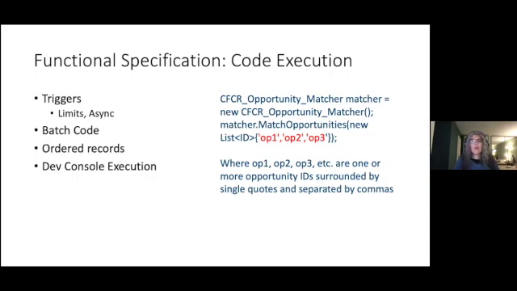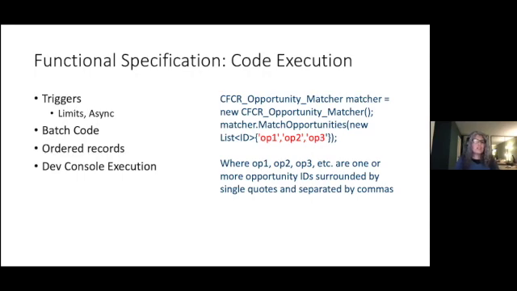You want to think about things like ordering your records. So if you're processing a bunch of opportunities, do we want to do oldest to newest? Do we want that to be based on the created date or the last modified date? Think about things like that. And tiebreakers. What if you have two records that are the same? Which one do you choose?